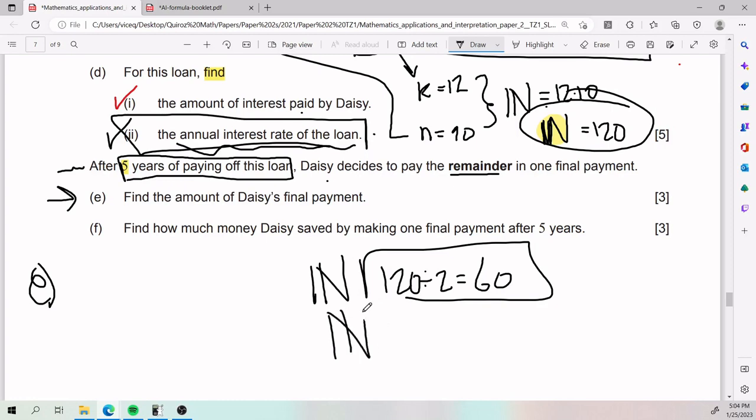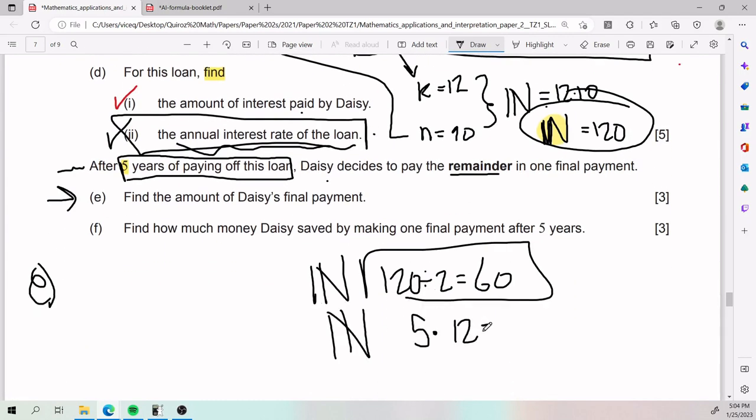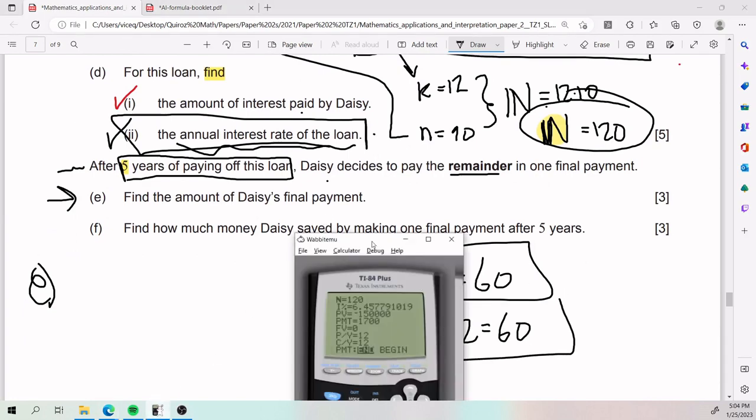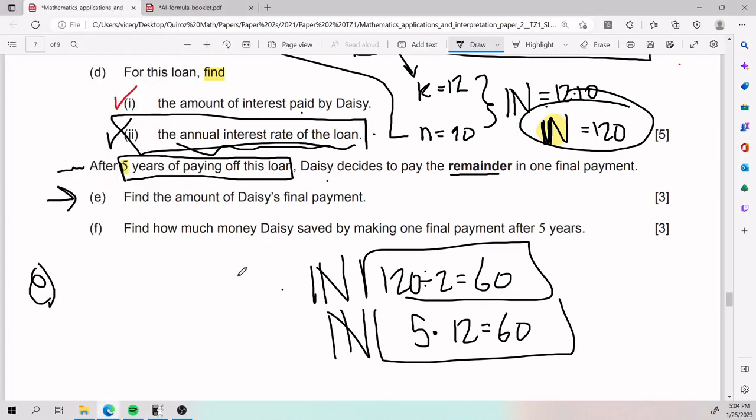The other approach is saying, okay, 5 years, and it's monthly, so 5 times 12, that also gives you 60. So two ways of getting the same answer. Point is, you put 60 up here. Everything else is already plugged in. And now we will find what my future value is. I'm going to go Alpha, Enter, Solve, and we end up with that. So the amount of Daisy's final payment has to be 86,973 AUD. Awesome. So this is how much she still has to pay for the final payment.